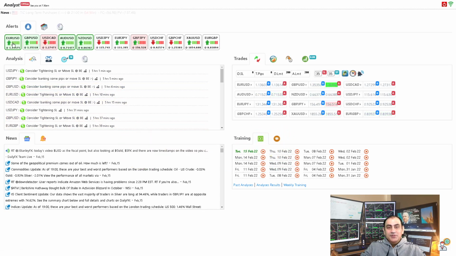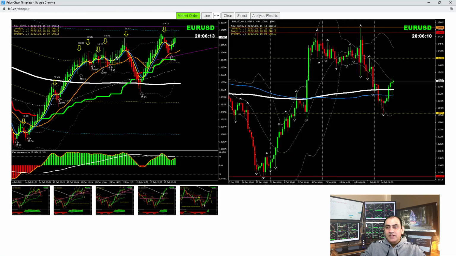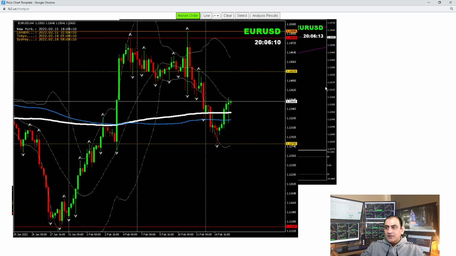Let's move to the three major currency pairs, EURUSD, pound dollar, and dollar CAD. If you look at the EURUSD, and let me share the 4-hour, this week we were short, and at the beginning yesterday we banked a few pips, and today we were long and banked a few pips.